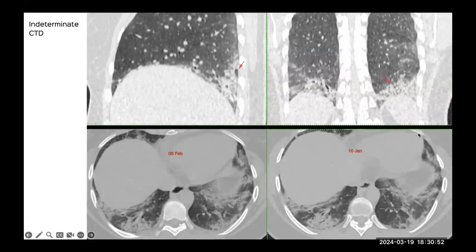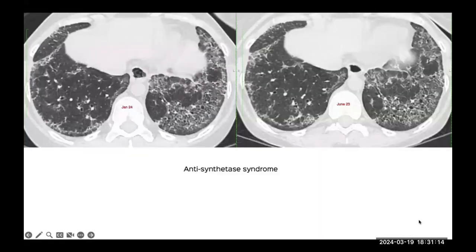And then when we see subpleural sparing here with reticular opacities, we're seeing there's an NSIP pattern, but you're also seeing a consolidation with air bronchograms telling us that there is a pneumonia. So that's the organizing pneumonia in an indeterminate connective tissue disease, and there is NSIP, so it's a mixed NSIP OP pattern.